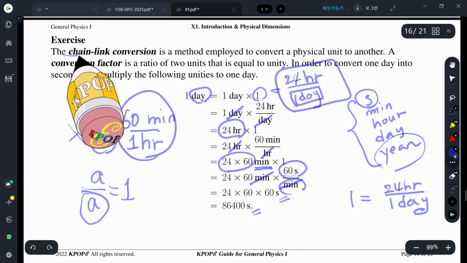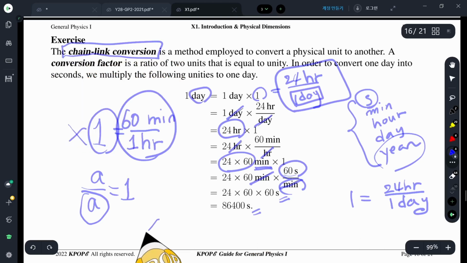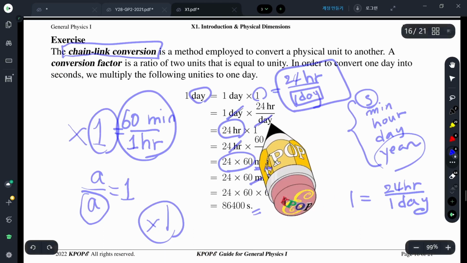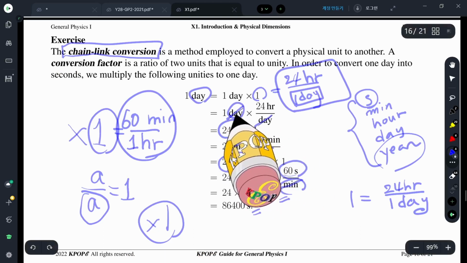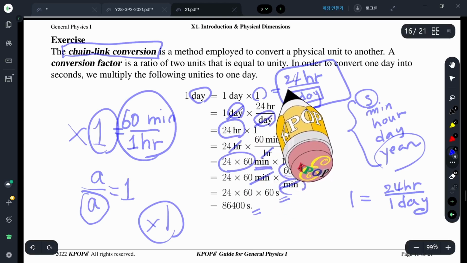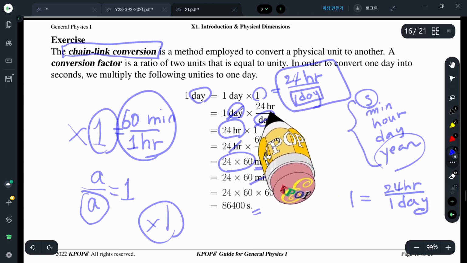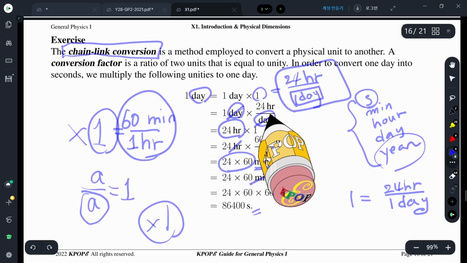This is called the chain link conversion. Chain link conversion is called multiplying by one. And there are so many ones, but what you want to do is to cancel. Your objective is to cancel the original unit and replace it with another unit. And if you know the equivalence between 1 day and 24 hours, just multiply this.